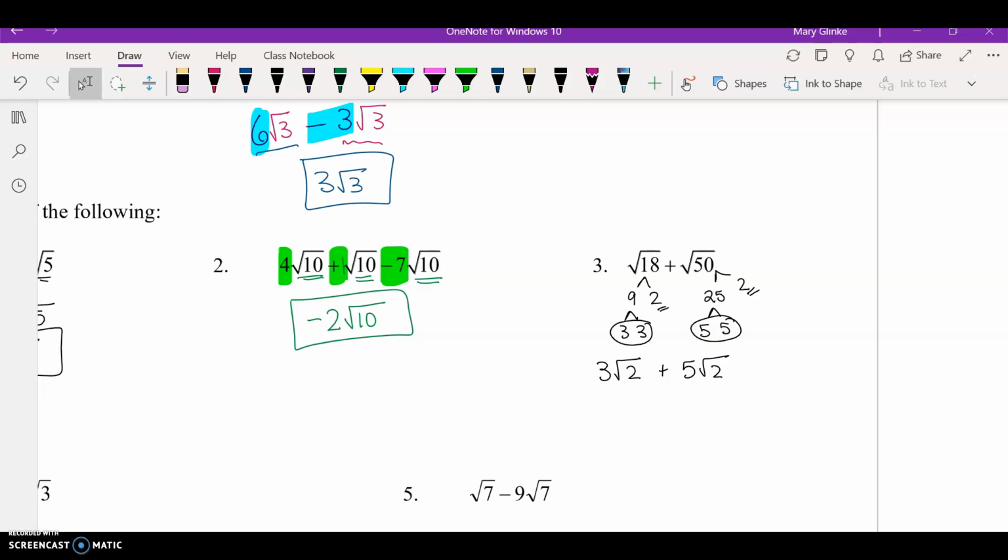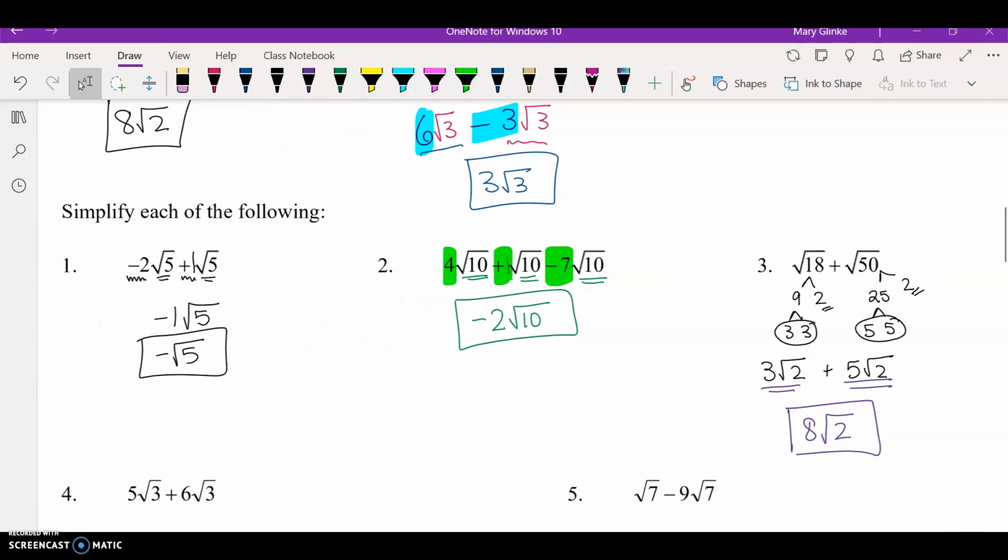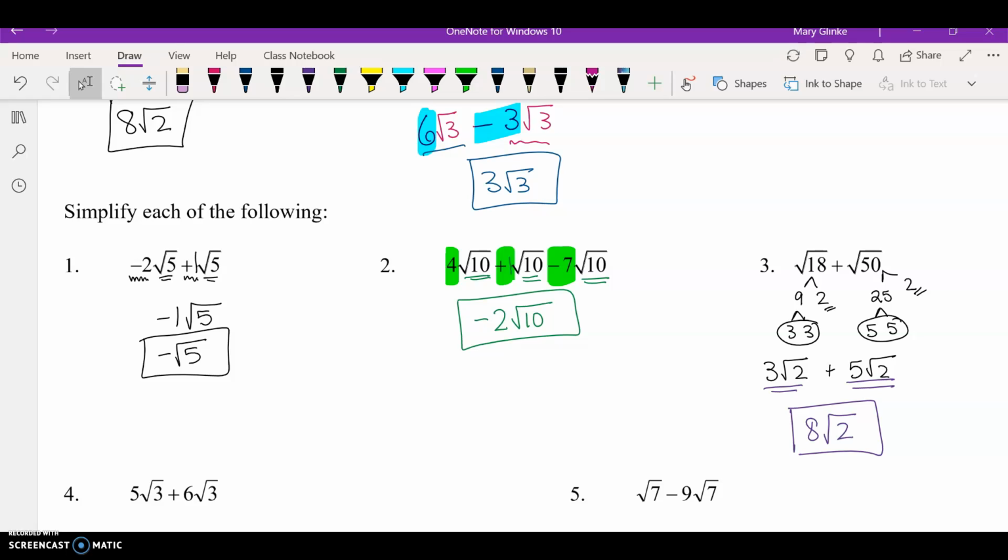And at this point, now these are like terms. So 3 root 2 plus 5 root 2, they both have the same radical. So we know it's going to be root 2. And so we add the coefficients. 3 plus 5 gives us 8. So our answer for this one would be 8 root 2. So that's the idea here. Adding radicals, you add the coefficients if you have like terms. Sometimes you have to simplify things first in order to do this.